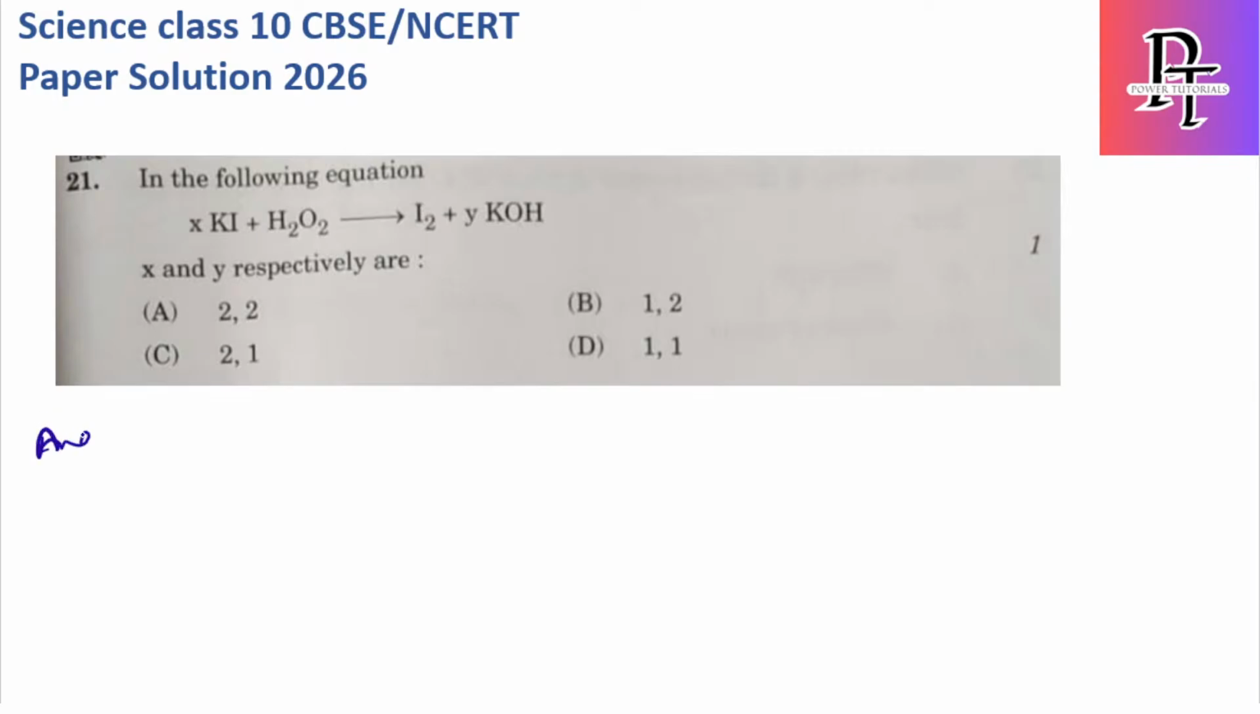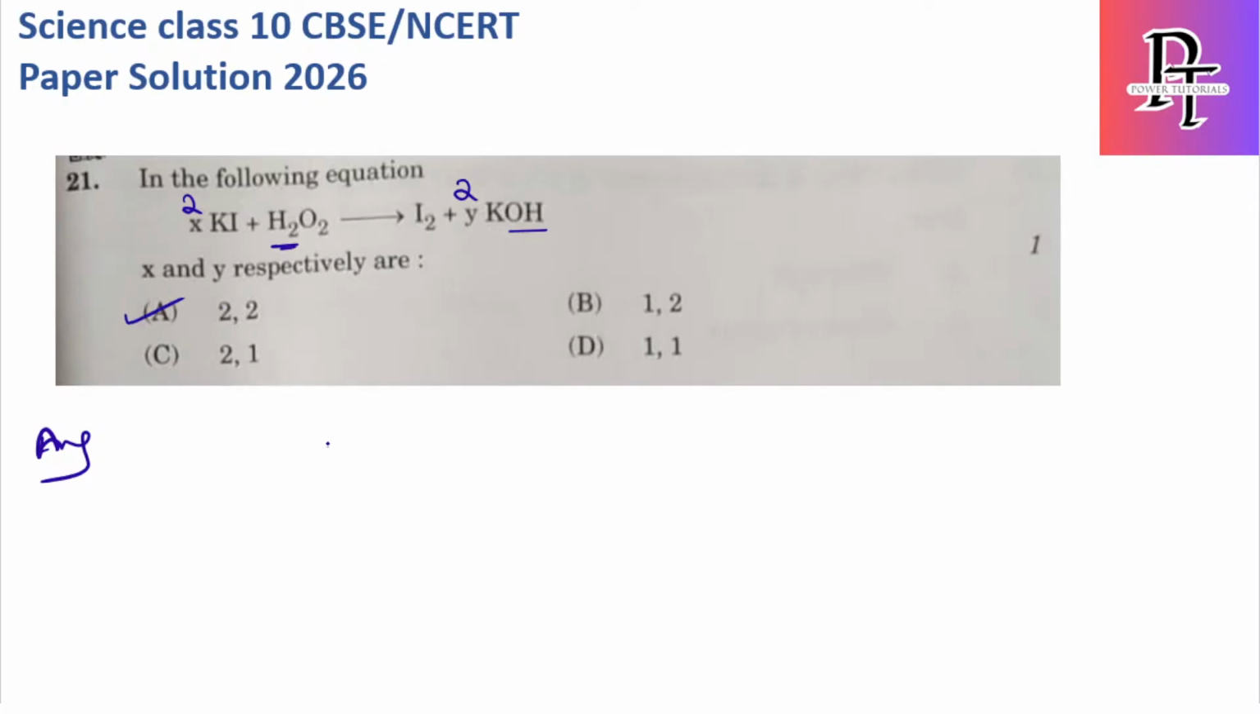21st question. In the following reaction, X and Y respectively. So in this question they are simply asking how to balance the chemical reaction. This is a very easy question. If you notice here, we have 2H2, and here we have one hydrogen, so definitely this should be 2. What about potassium? We have 2 potassium here, and here it is X, so this also should be 2. The right answer is here.